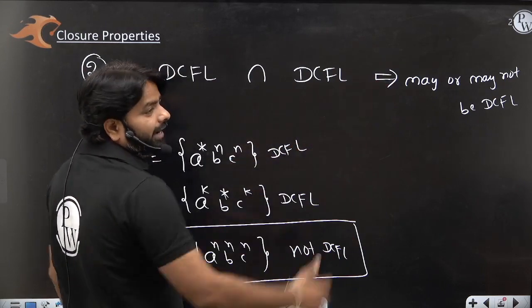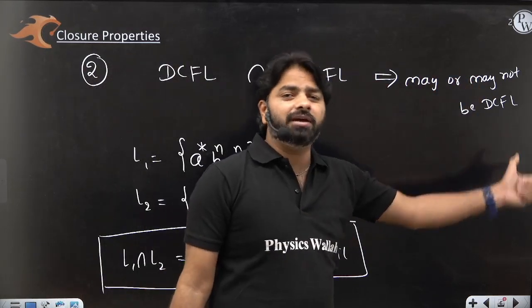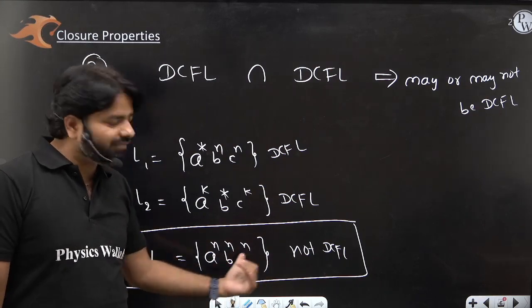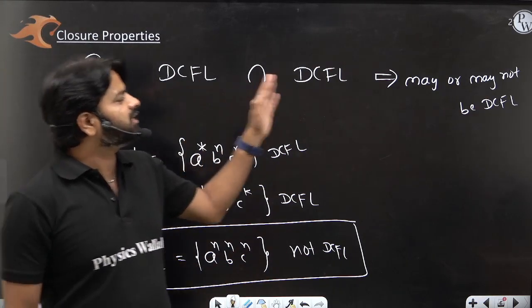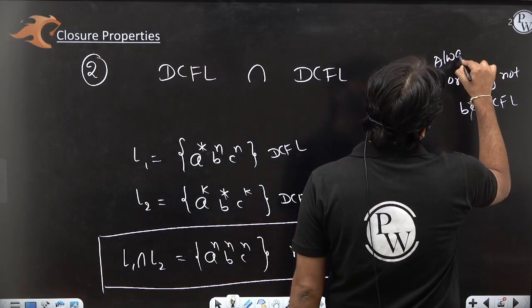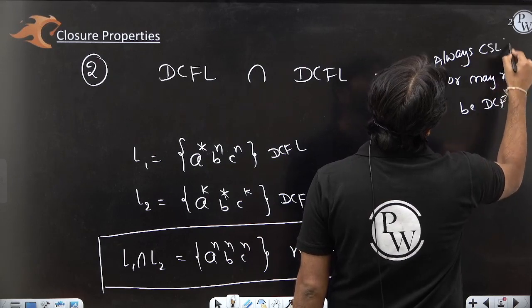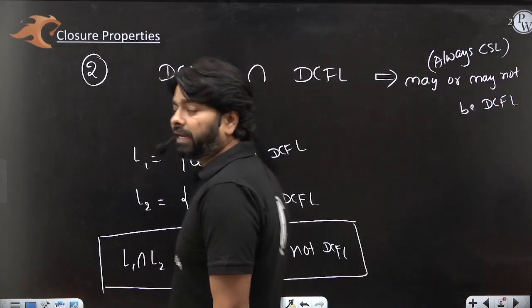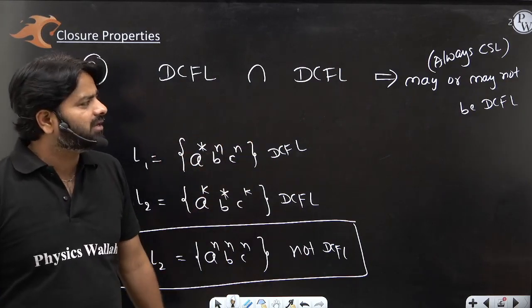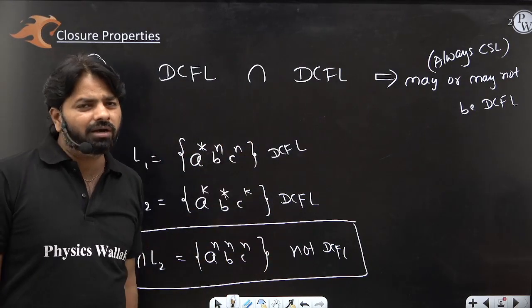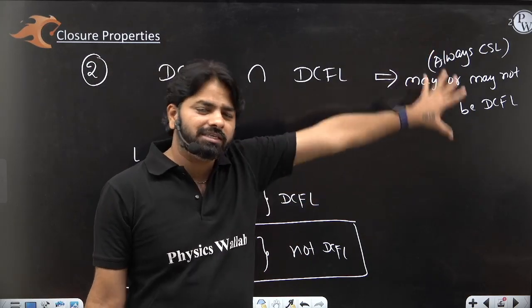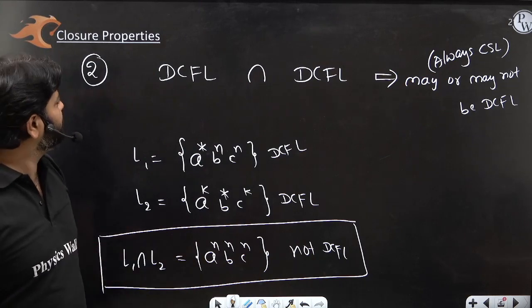Here the answer you can write is may or may not be a CFL, because you got an example which is not a CFL. So DCFL intersection DCFL may or may not be a DCFL, but you always get a context-sensitive language. There is no guarantee of CFL, but you can guarantee a context-sensitive language after the intersection of two DCFLs. It may be regular, may not be regular, may be finite, may not be finite, but you always get a context-sensitive language.